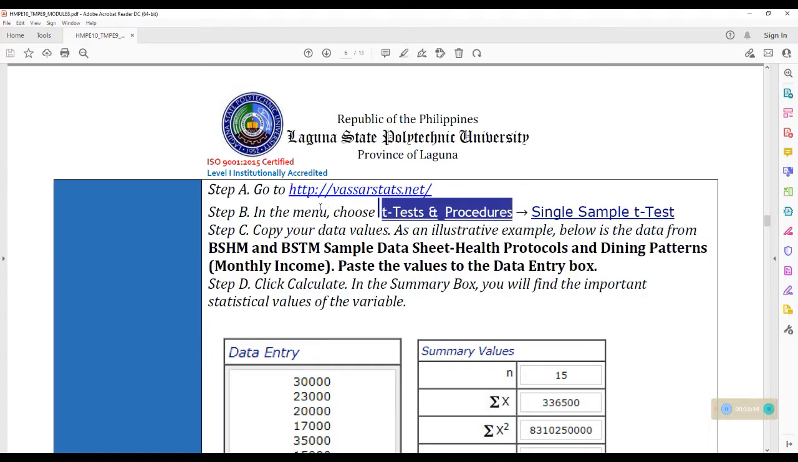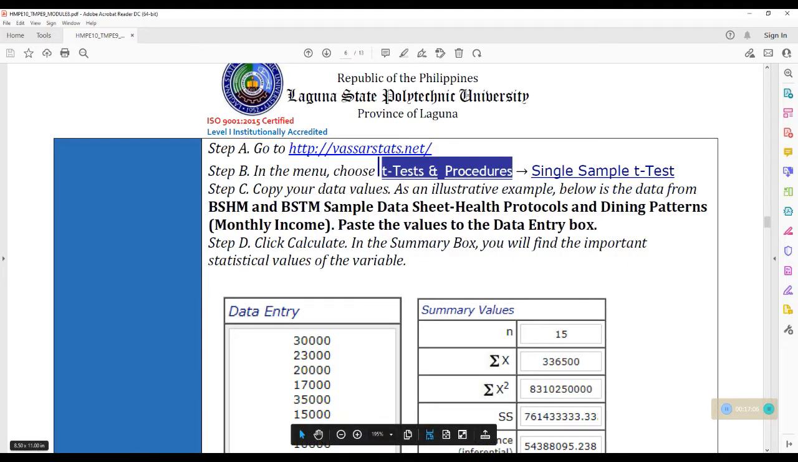So step A, go to visorstats.net. So nagawa na natin yan kanina. In the menu, choose t-test and procedures. And then, select yung single sample t-test. Sundan na natin siya ngayon. Dito tayo sa step C, copy your data values. As an illustrative example, below is the data from BSHM and BSTM sample data sheet, health protocols, and dining patterns. Yung monthly income. Paste the values to the data entry box. Pakita ko siya step by step.